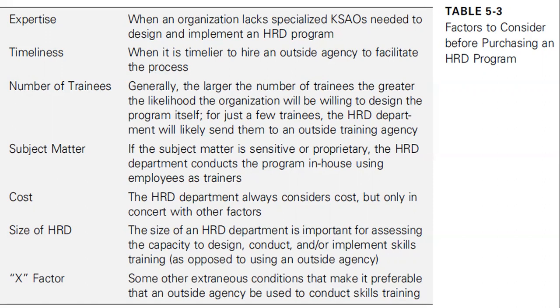And the X factor. So the X factor here simply means that besides the first 6 factors I've talked about over here, there might be other factors which are peculiar to your organization, but which have not been captured over here. So those are what we call the extraneous variables or the extraneous conditions which have not been captured here. So the moment those conditions also manifest themselves, then they will be weighed to ascertain whether we have to make the program in-house or we have to buy it from an outside agency.